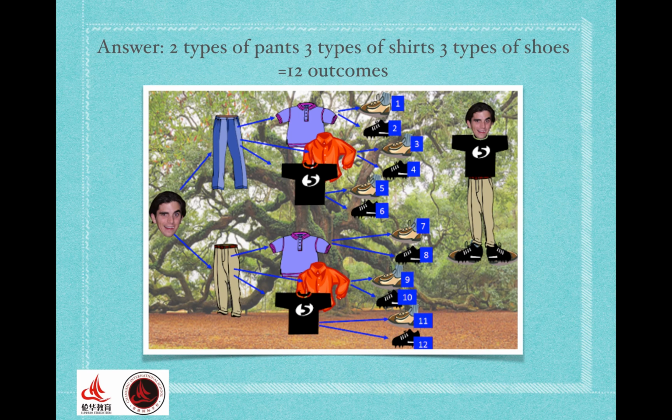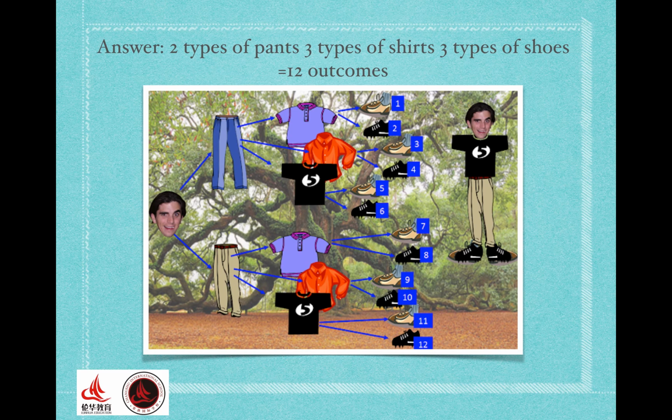And then there are 2 different shoes, right? So 3 multiplied by 2 and multiplied by 2. Sorry, it should be 2 types of shoes. So I made a little mistake there. There are 2 different types of shoes. Okay, so it should be 12 outcomes. Hopefully you guys understood this.